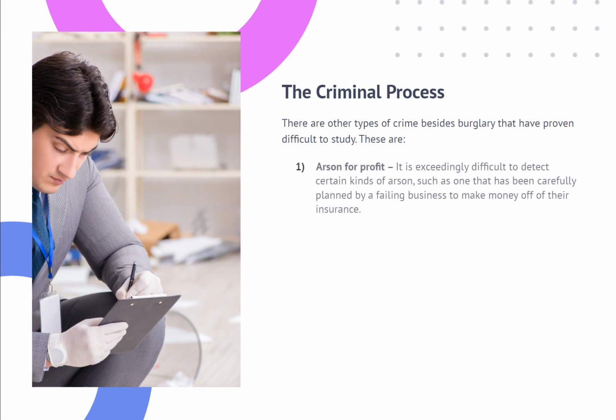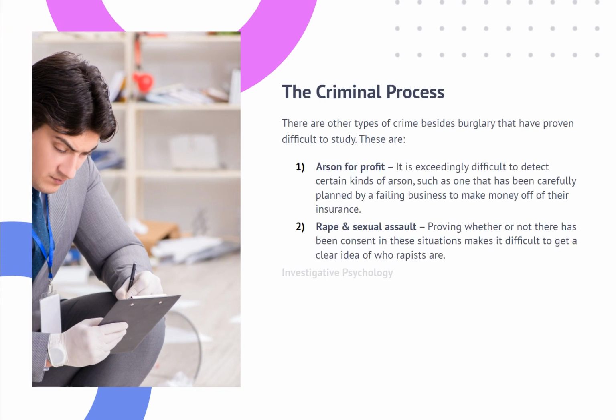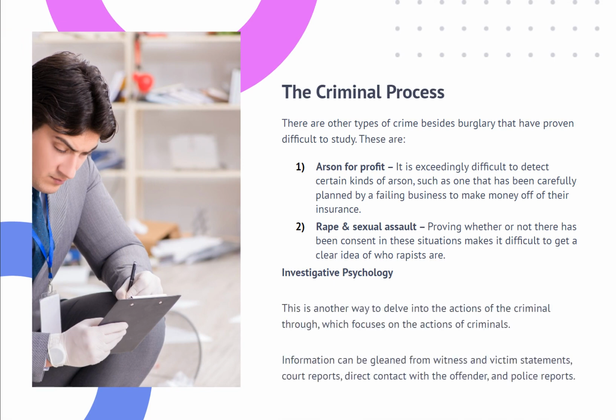There are other types of crime besides burglary that have proven difficult to study. These are: Number 1. Arson for profit. It is exceedingly difficult to detect certain kinds of arson, such as one that has been carefully planned by a failing business to make money off of their insurance. Number 2. Rape and sexual assault. Proving whether or not there has been consent in these situations makes it difficult to get a clear idea of who rapists are.